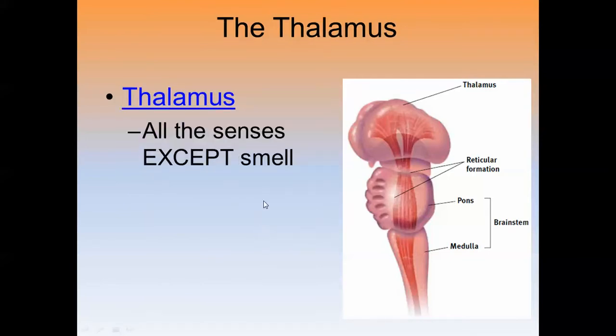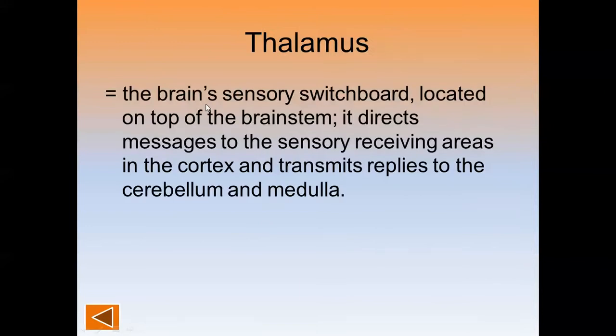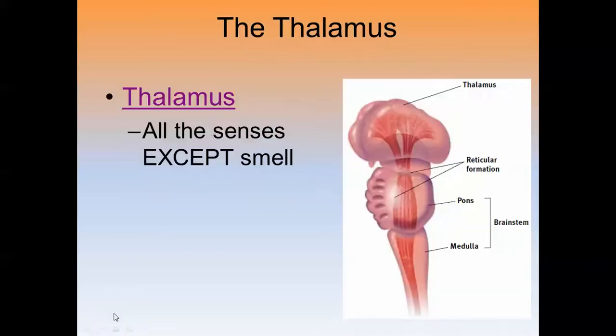Atop the brainstem is the thalamus, and this is the brain's sensory switchboard. It's an incredibly important part of your brain. It's located on top of the brainstem, and it directs messages to the sensory receiving areas in the cortex, and then it takes them and transmits replies to the cerebellum and the medulla. It receives information from all the senses except for smell. That's a big exception. Except for smell, and then it sends it to the higher brain regions. And it's going to deal with seeing, hearing, tasting, and touching.